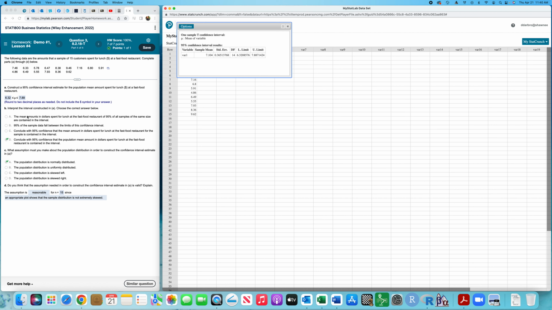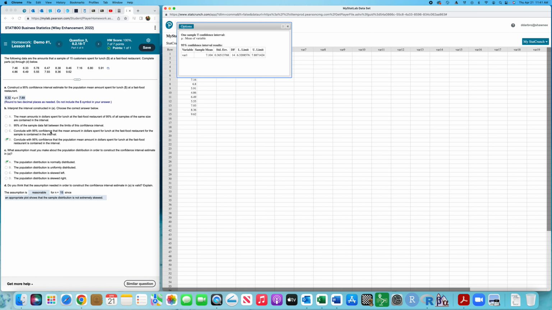So first of all, interpret the interval. So again, we're talking about confidence, right? So we conclude with 95% confidence that the population mean is between the low bound and the upper bound, or in the interval. None of the other three make any sense. First of all, this one again goes back to 95% of the samples. We're not taking a subset of our samples. We want to analyze all the samples. 95% of the sample data, well, that's just not true.